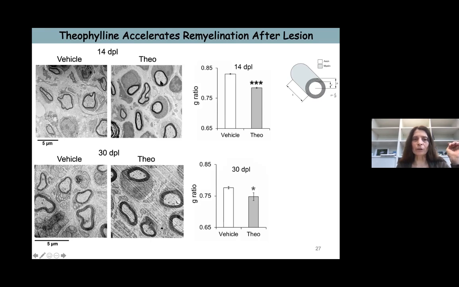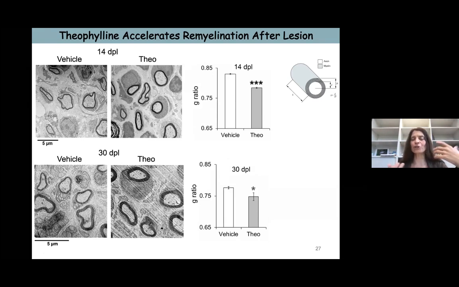You can see these clear round shapes are axons, and around them, the dark ring is the myelin sheath. And you can see that this myelin sheath is already thicker after 4 days of theophylline treatment. This is quantified here by the G ratio. The G ratio is the diameter of the axon divided by the diameter of the axon plus the myelin. So the lower the G ratio is, the thicker the myelin is.